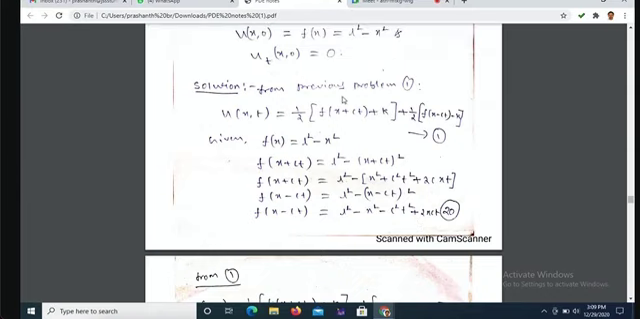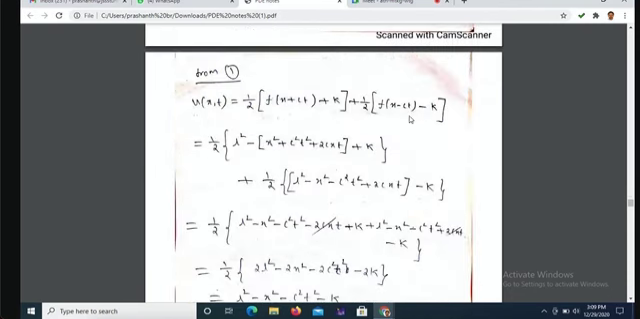Now come to equation 1. You substitute here and here. So if you substitute that, in the place of f of x plus ct, plus k, as it is I substituted. In the place of f of x minus ct, I substituted minus k.